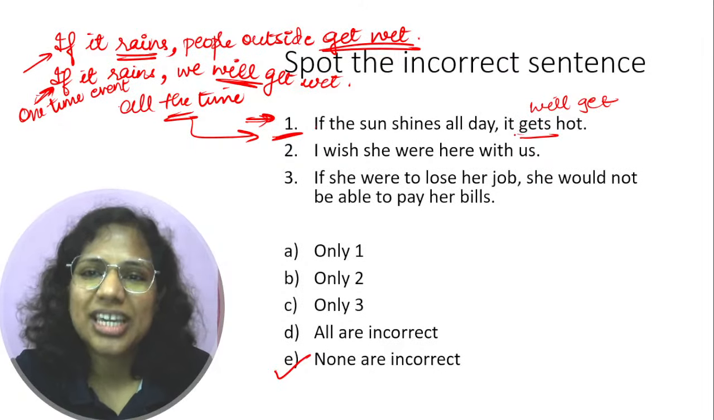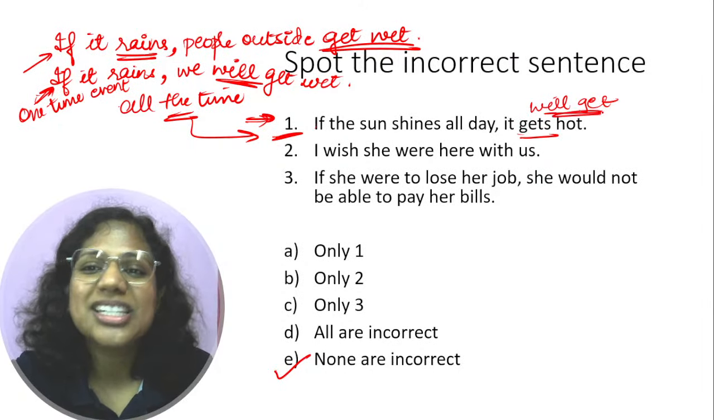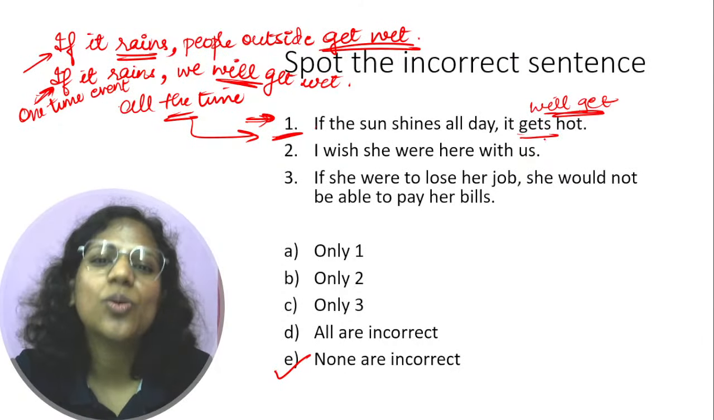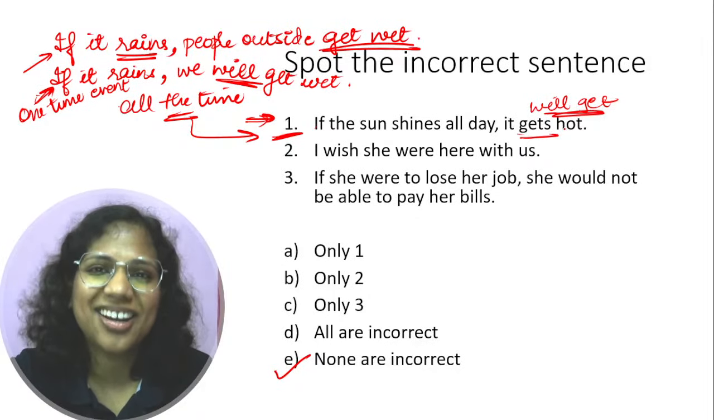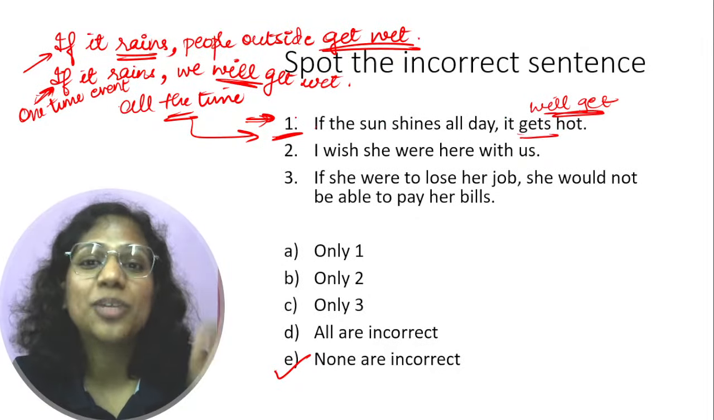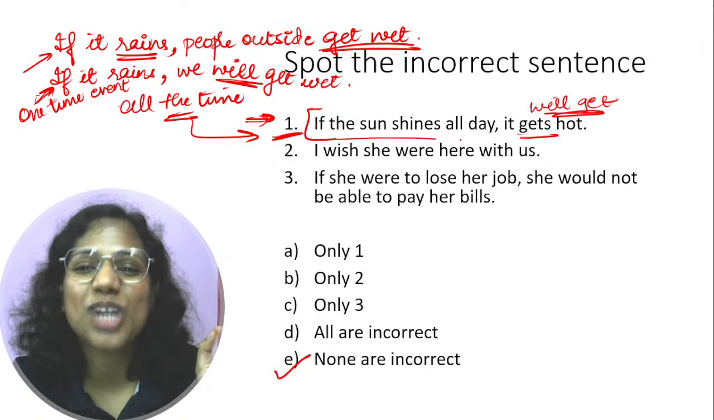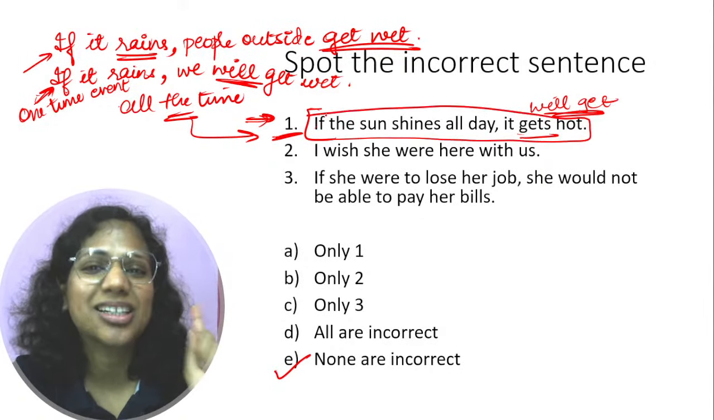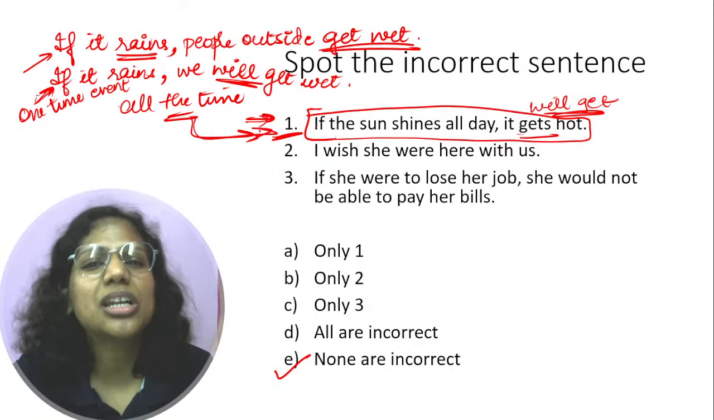Here I am not saying that this one is incorrect. If you want to talk about it as a one-time thing, that this time it will happen, then this is also fine. But the point that I'm trying to make is this is also not incorrect. This is not wrong if this is something that is true all the time.